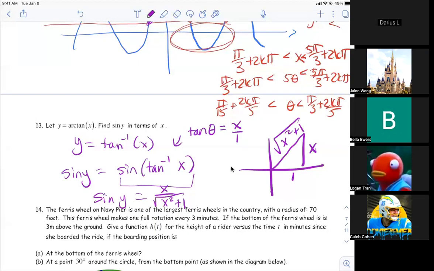Okay. Does that make sense? Thank you. Yeah. It's kind of similar to that one we had on that review sheet in class today, where it was something like sine of inverse cosine of x over 4, and you had to create a triangle and things like that in terms of x.